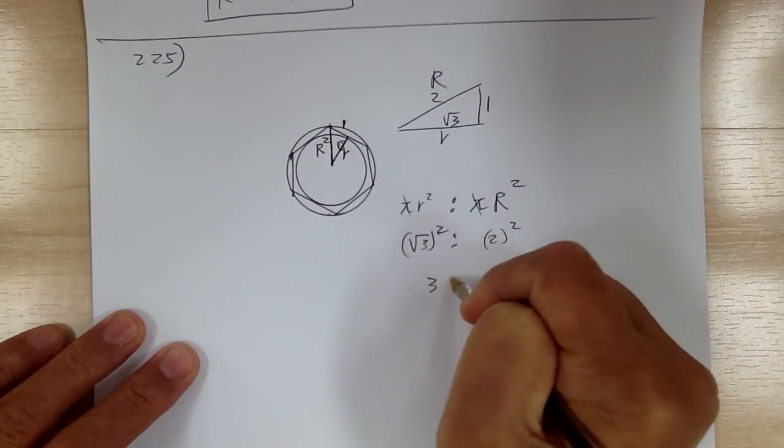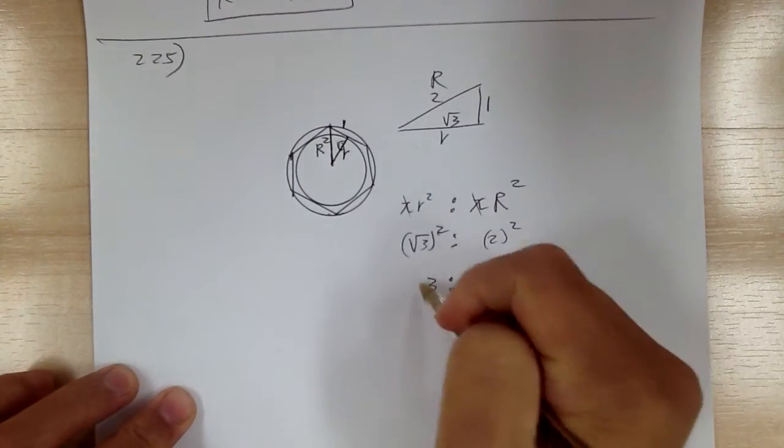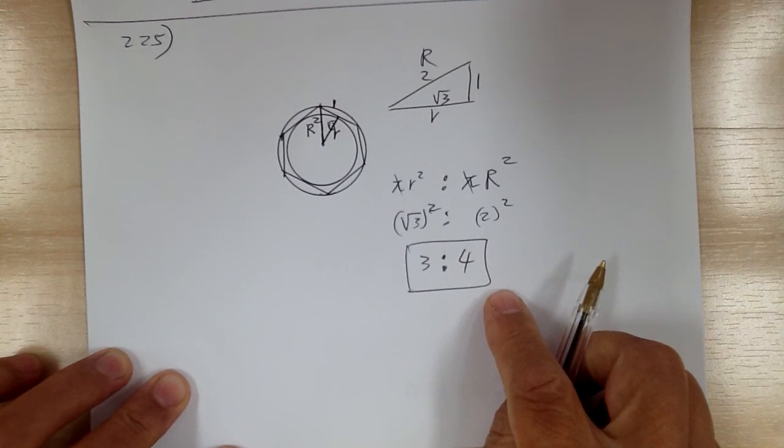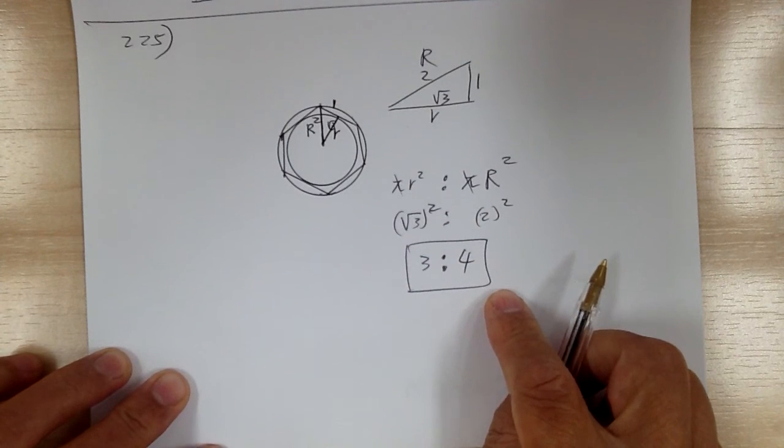So you're going to get 3 to 4. So 3 to 4, or you can write it as a fraction, you get 3 over 4.